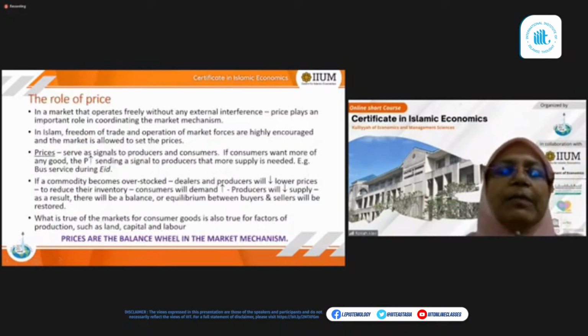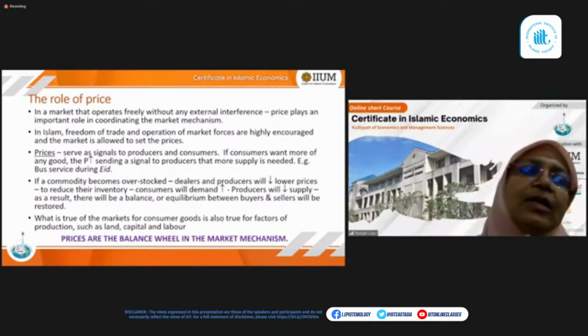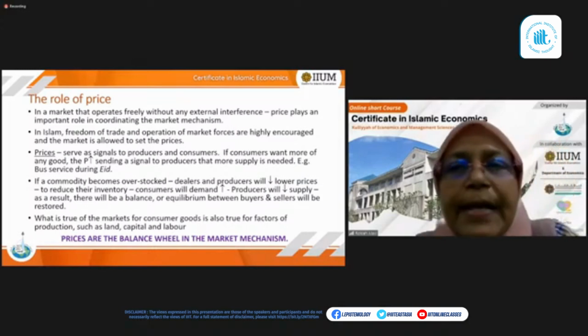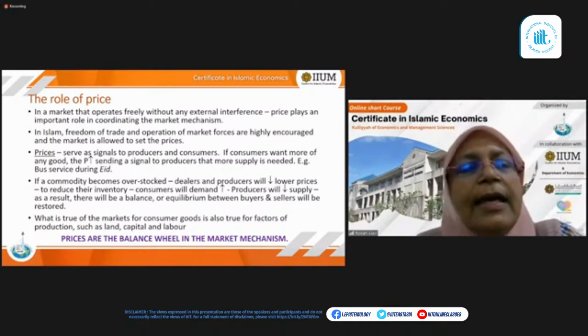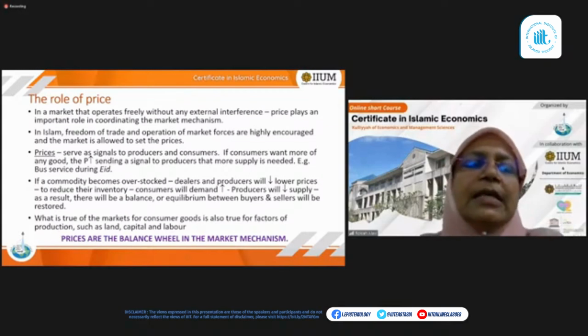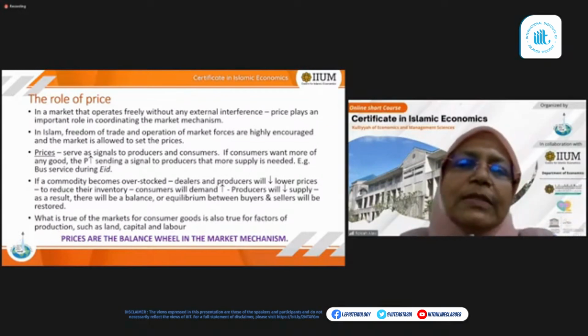Price is very important in the market. In Islam we talk about fair pricing. But anyway, when there is demand and supply, a price will be set. If the market were to operate freely without any external interference, price plays an important role in coordinating the market mechanism. In Islam, freedom of trade and the operation of market forces are highly encouraged, and the market is allowed to set prices. So prices basically give signals to producers and consumers.